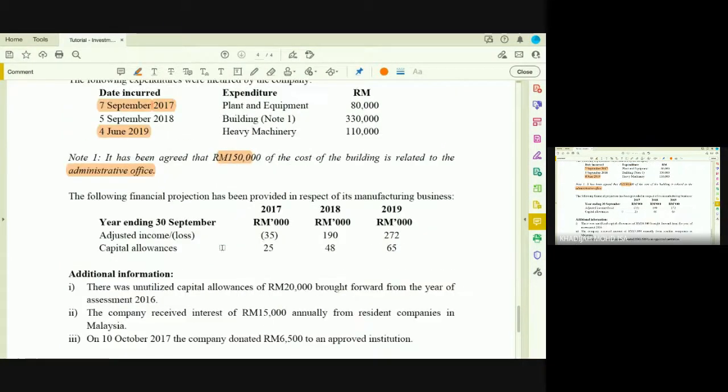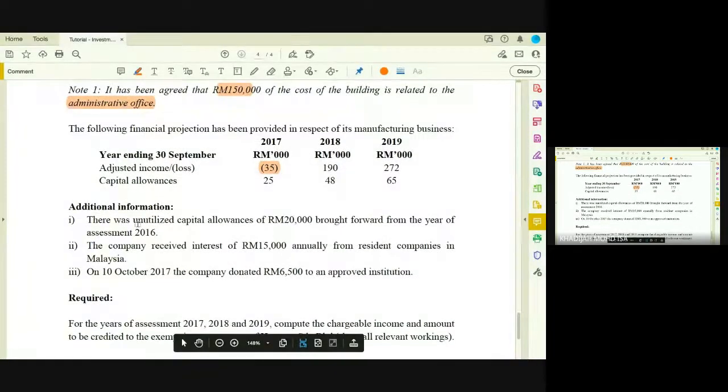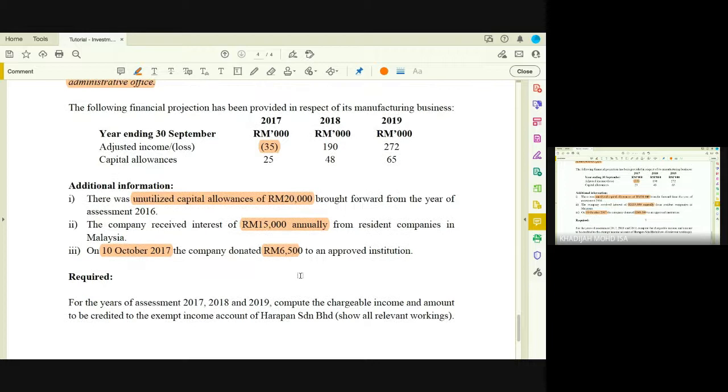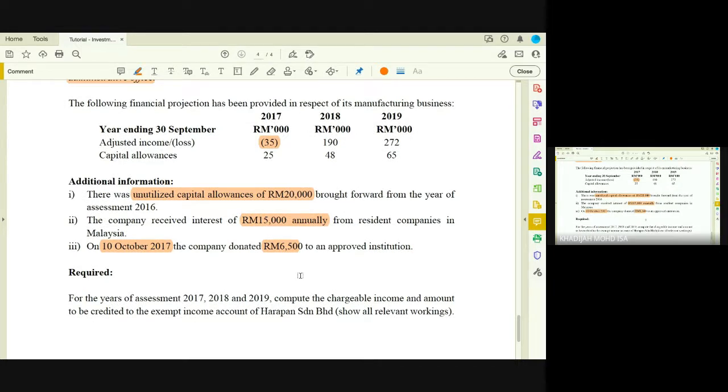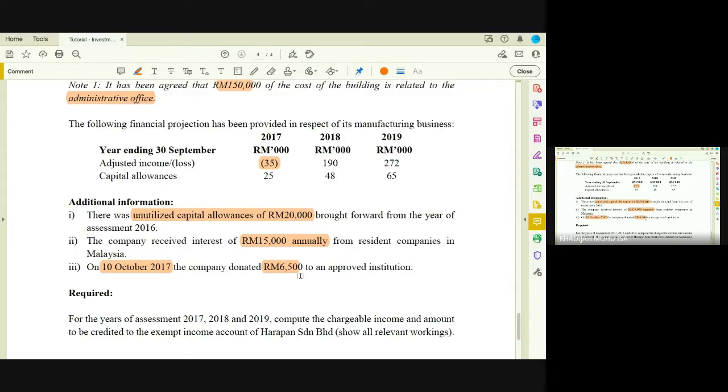And then for your year end, you are given that you have a loss in 2017, and then income 190, 272, capital allowance, and so on. There is an unutilized capital allowance of 20,000 brought forward. And you have interest of 15,000 annually, so every year you receive interest income of 15,000. In October 2017, the company donated 6,500 to an approved institution. This is only for 3 years. The information is very straightforward. Capital allowance is provided. You only have to compute the 60% of your SI. So how are you going to do that?